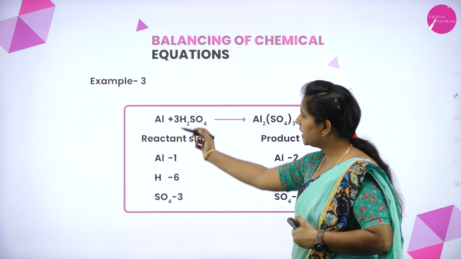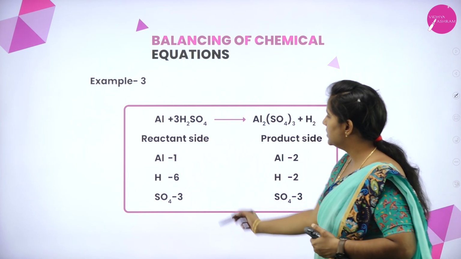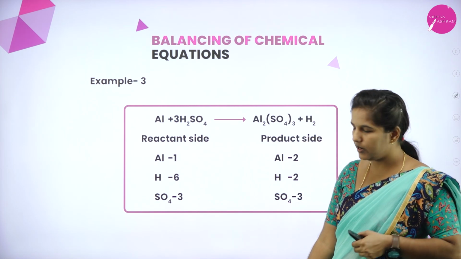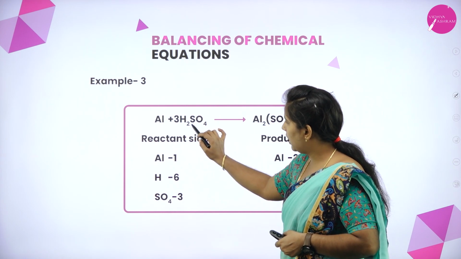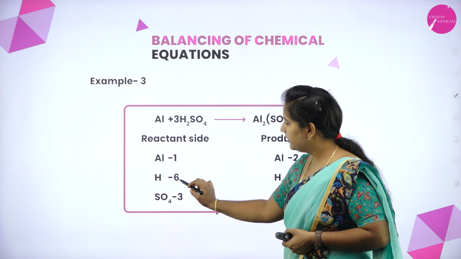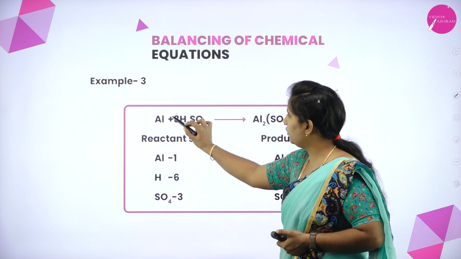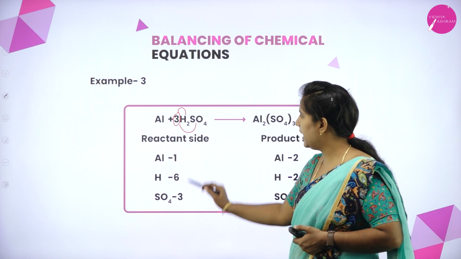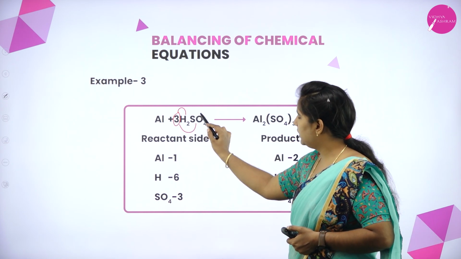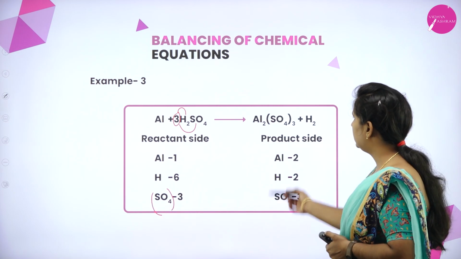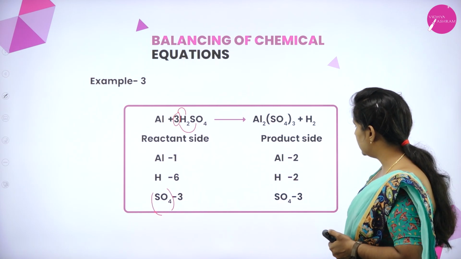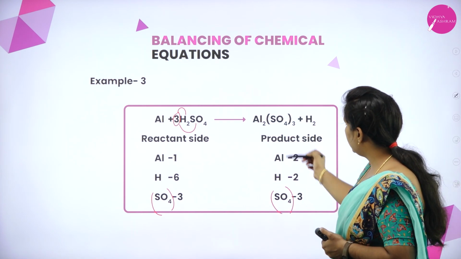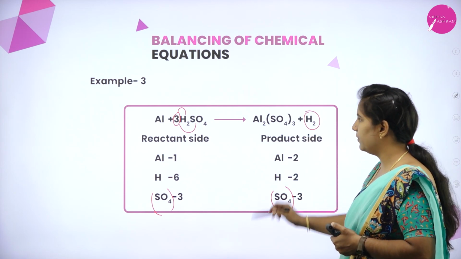Here I have taken Al, that is aluminium. There is only 1 aluminium here, and in the product side 2 aluminium atoms are there. But if you count the hydrogen, 3 into 2, there are 6 hydrogen atoms. But we know that this 3 belongs to the hydrogen as well as the sulfate. So 3SO4 means SO4 thrice. So now if you balance, here also the 3SO4 will be there. But here only 2 hydrogen atoms will be there.